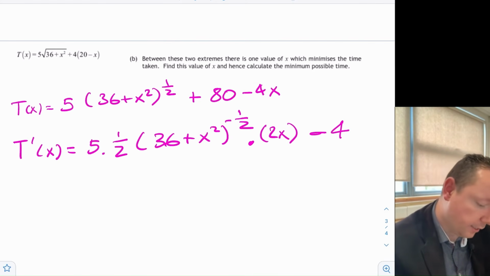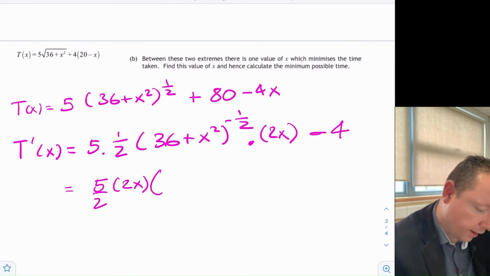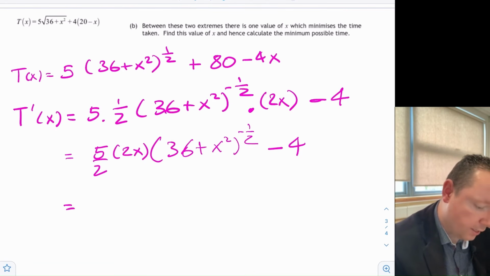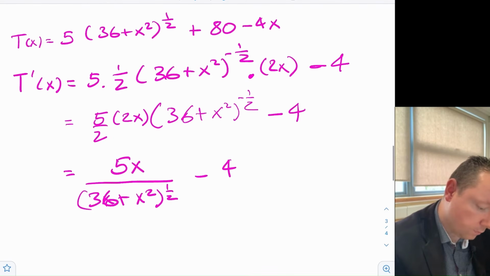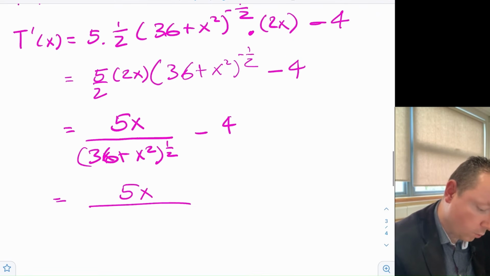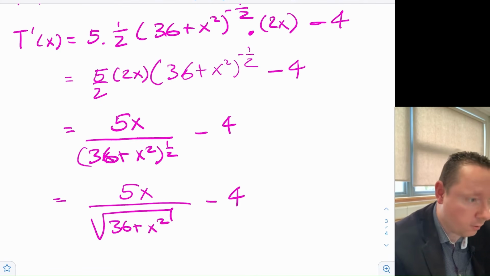Tidying that up, we get 5 over 2 times 2x, times 36 plus x squared to the minus a half, take away 4. 5 times 2 is 10, divided by 2 is 5, so you've just got 5x for the first term. We could say that's over 36 plus x squared to the half, minus 4, or that's 5x over the square root of 36 plus x squared, take away 4.